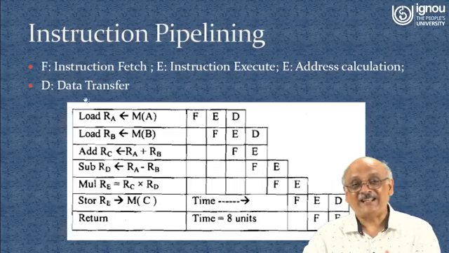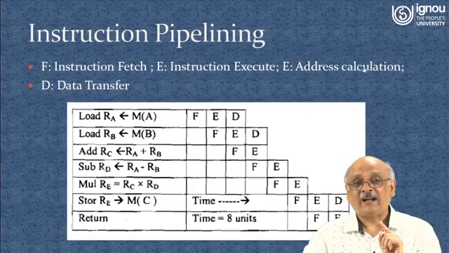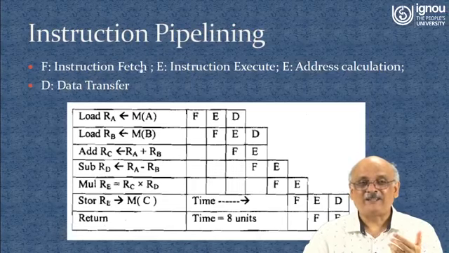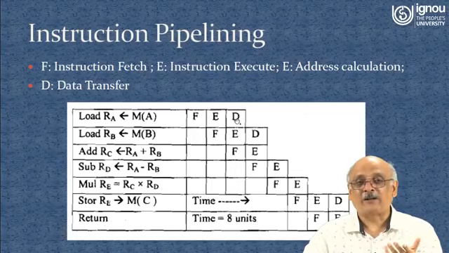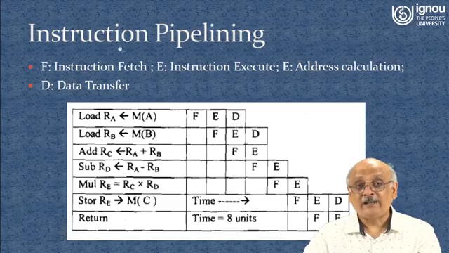So all these three, so we have two types of instruction. One type of instruction will require only F and E. The second type of instruction will require F, E, and D. E in this particular case is address calculation, and D happens to be data transfer. Sorry for the same code, but let's deal with that particular situation with the help of the context, right? So this is the way you can deal with instruction pipelines.